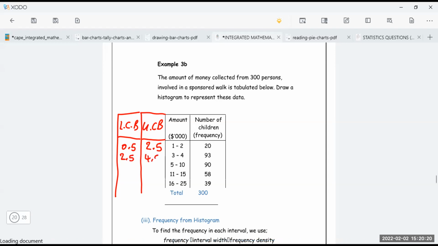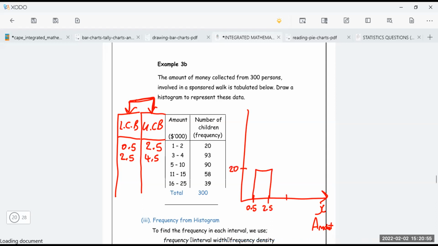4.5. Very good. So histogram is similar to bar chart. The only difference is that histogram utilizes lower class boundary and upper class boundary. That's the only difference. So in this case now, all you do is on the x-axis, you're putting the amount here. And remember, you're using the interval as the lower class boundary to the upper class boundary. So let's say the lower class, 0.5 to 2.5. Then the frequency is 20.